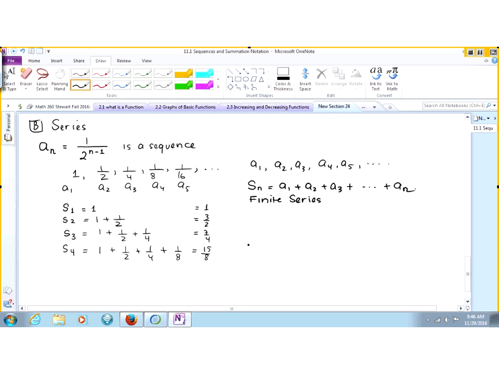Give a few spaces because I'm going to write a notation here in a little bit. And I also have an infinite series. So we're talking about finite series, and we also have an infinite series. What do you think an infinite series would be? A1 plus A2 plus A3 plus dot, dot, dot plus An plus dot, dot, dot. So it goes on forever. Yeah. All right.